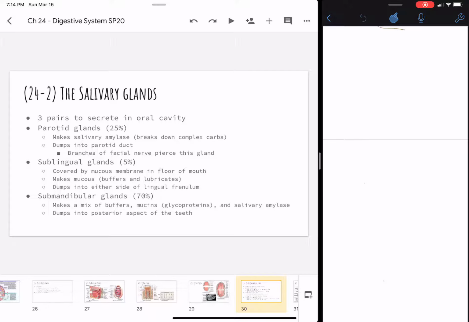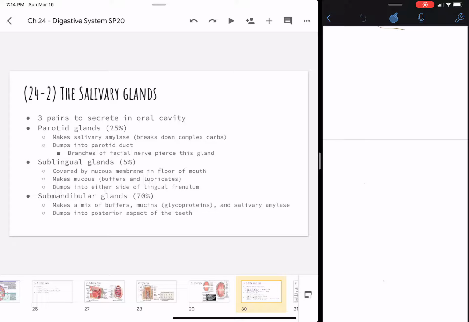Each of them makes a mix of mucus or buffers. And mucus is essentially mainly water, with some buffers, so more basic elements. And then where are they? The sublingual glands, sublingual, so beneath the tongue. The submandibular glands, submandible, so below, or inferior to, the mandible.